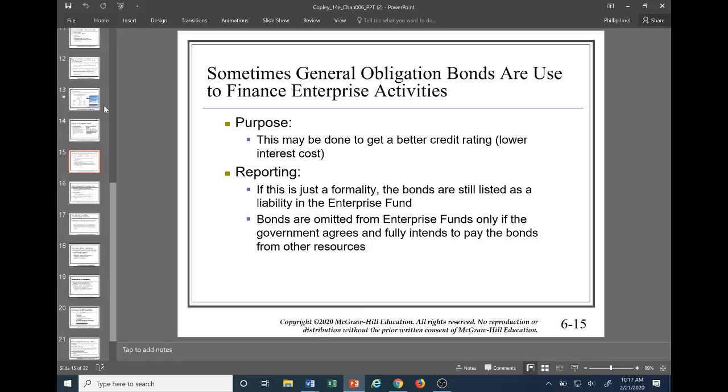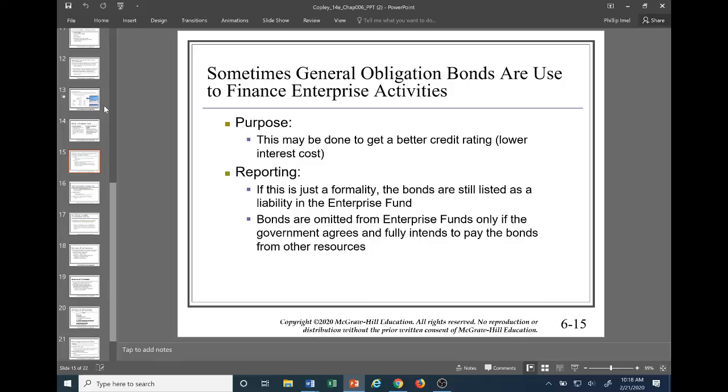Well, if it's just for formality, meaning just to get that lower interest cost, but the enterprise fund's still going to pay it back. Think of it as saying, hey, general obligation bonds, but we're still going to account for it in an enterprise fund as if it was a revenue bond and pay it back through that. That way they have a better way of getting a better credit rating, but they're still going to account for it within that fund, okay? Because it's their liability.